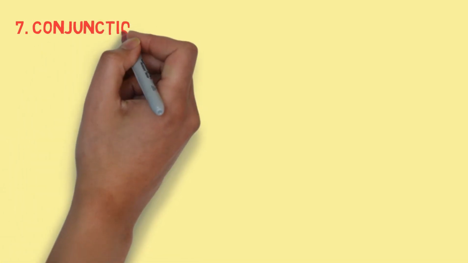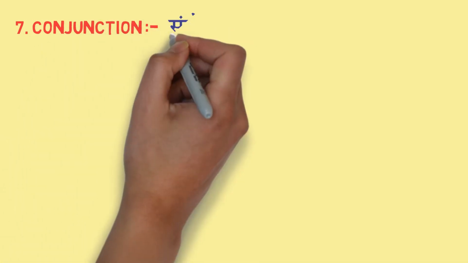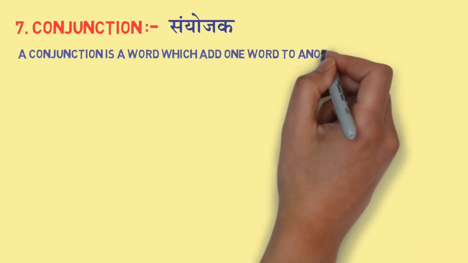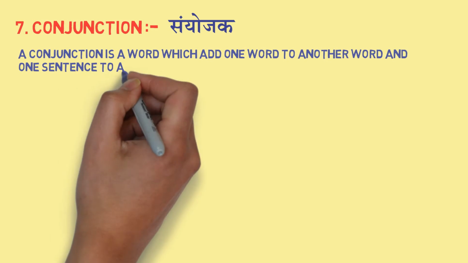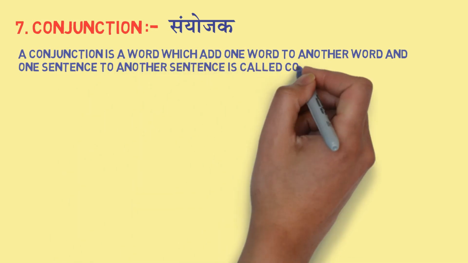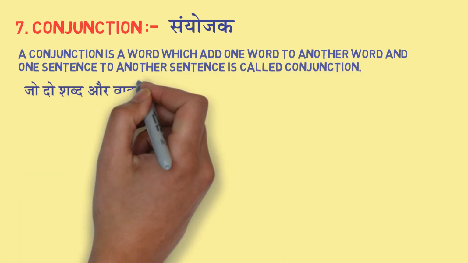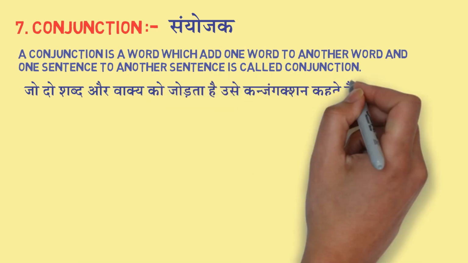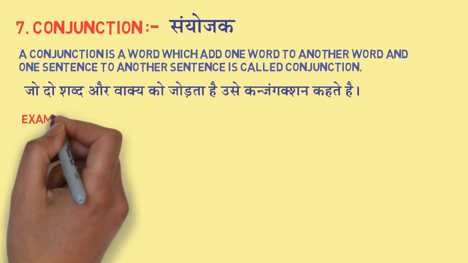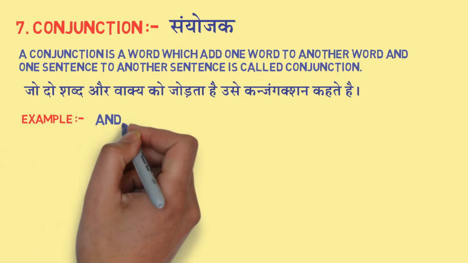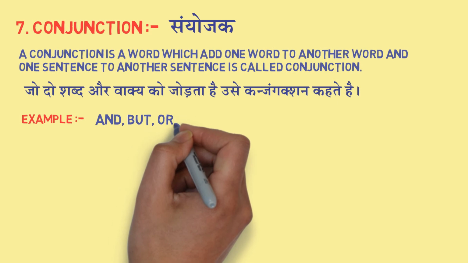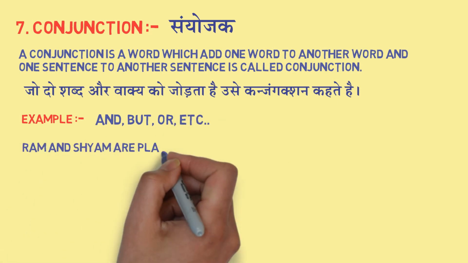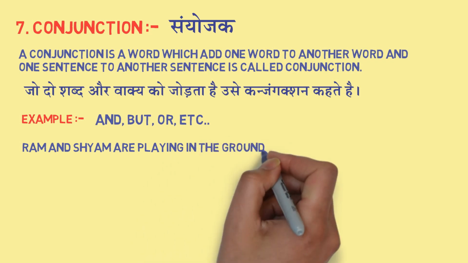Seventh, conjunction. Sanyojak. A conjunction is a word which adds one word to another word and one sentence to another sentence is called conjunction. जो दो शब्दों और वाक्यों को जोड़ता है उसे कंजंक्शन कहते हैं. Example: and, but, etc. Ram and Shyam are playing in the ground.